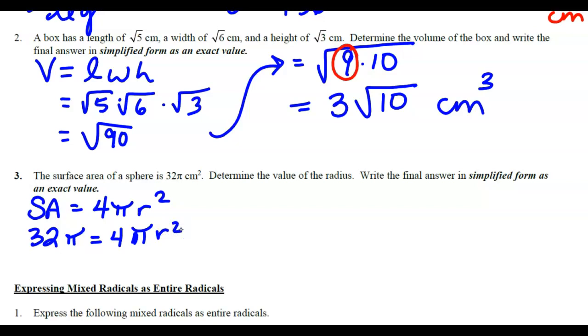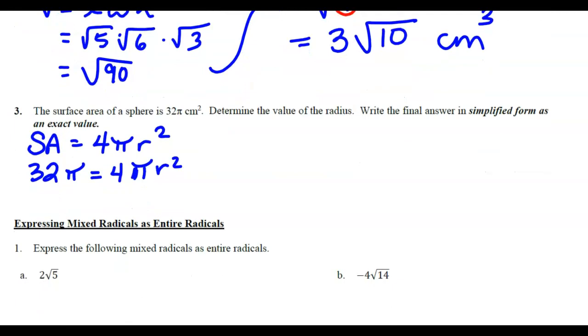And it says determine the value of the radius. So think about solving this equation. We need to get r squared by itself. So we're going to divide both sides by 4 pi. We're not going to use the decimal form of pi. There's no need to. Okay? We're going to divide that out. So those divide out. The pi's divide out, because that's a common factor. And then 32 divided by 4 is 8.